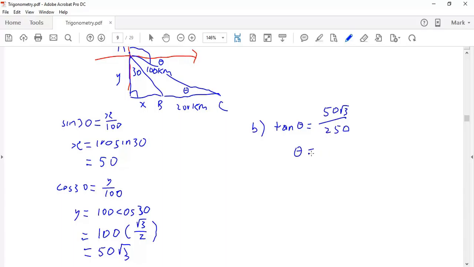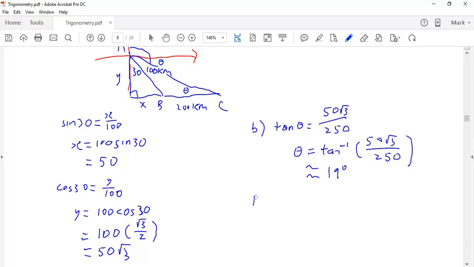To find an angle, make sure you use the inverse. So inverse tan of 50 root 3 over 250. You can tell that 50 over 250 does simplify to 1 over 5, but since we're typing it in the calculator anyway, I'm not going to bother too much about simplifying it. To the nearest degree, that gives us roughly 19 degrees.